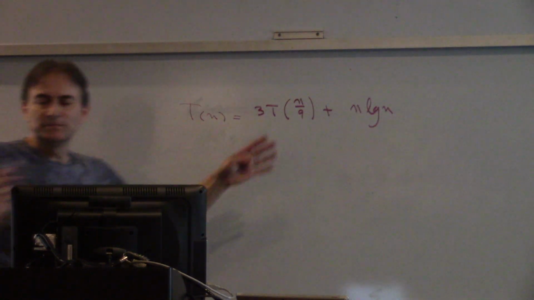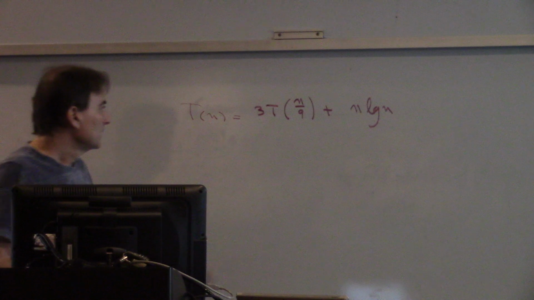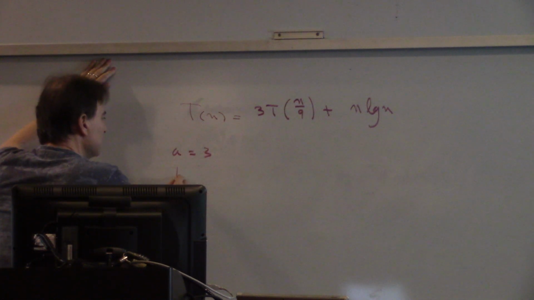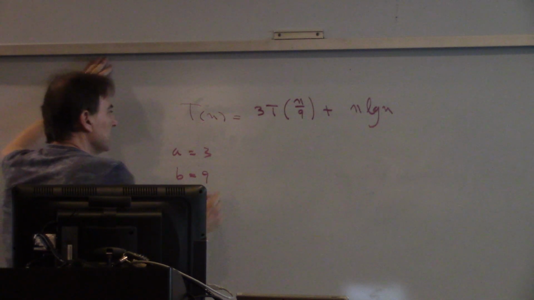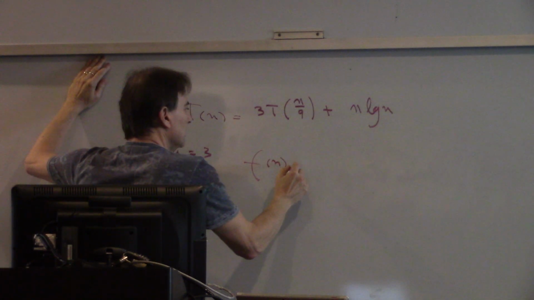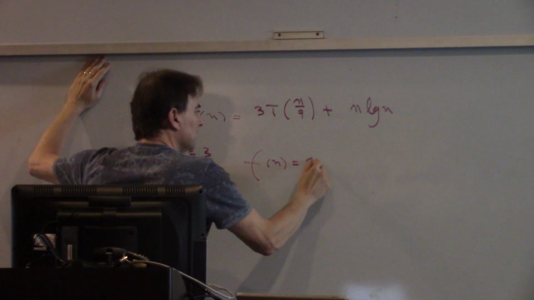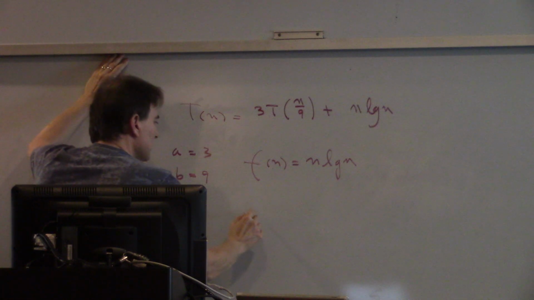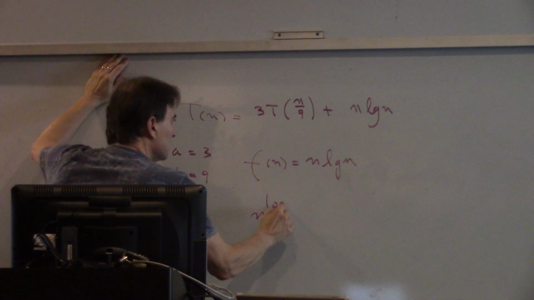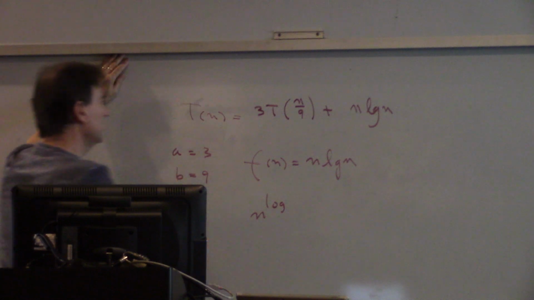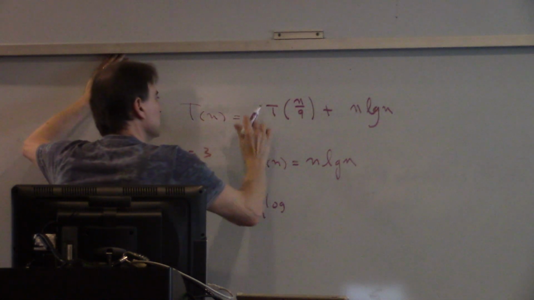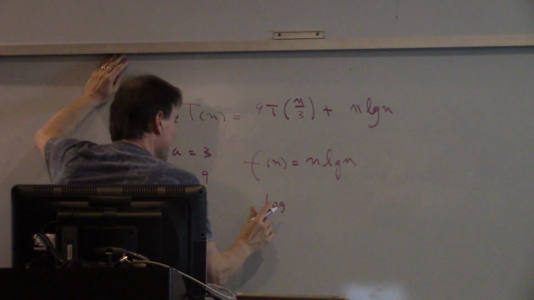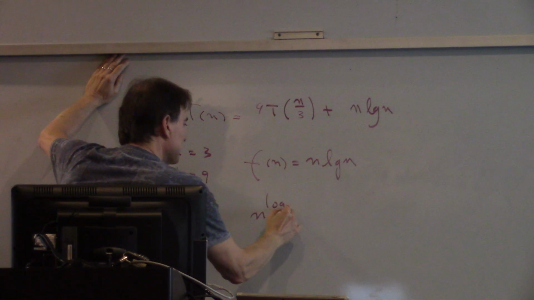Now remember, log is proportional to any other log, right? So what's the value of a? 3, a is equal to 3. What's the value of b? 9. b is equal to 9. So f of n is equal to n log n. And then we have n to the log base b of a, so n to the log of 9 base 3.